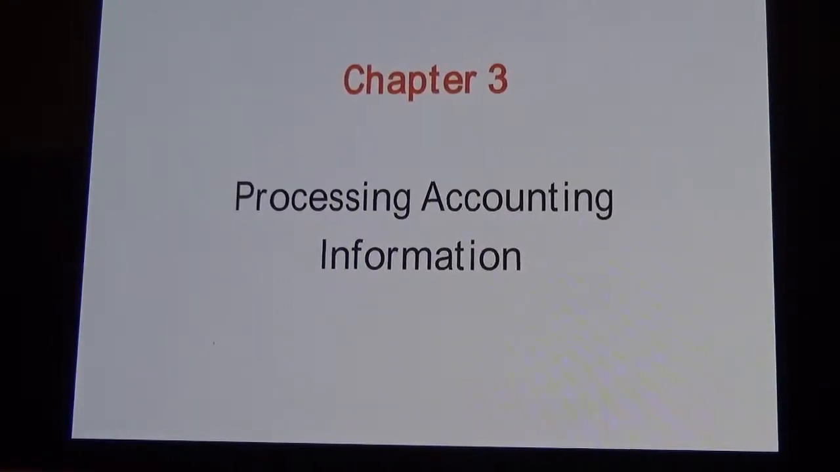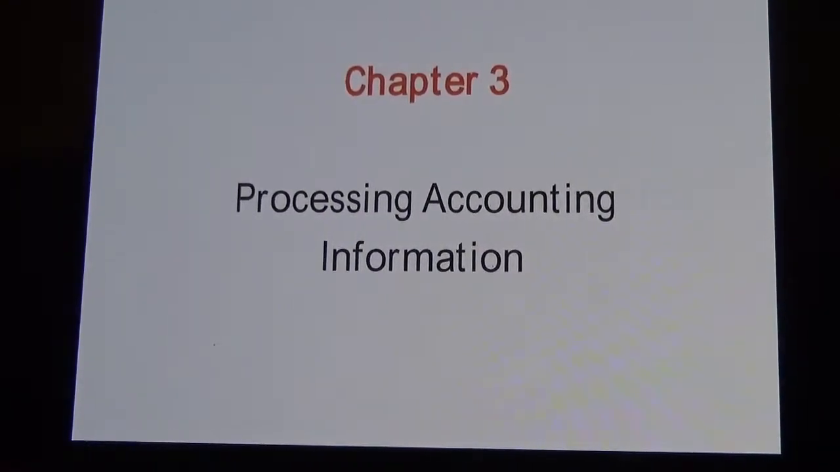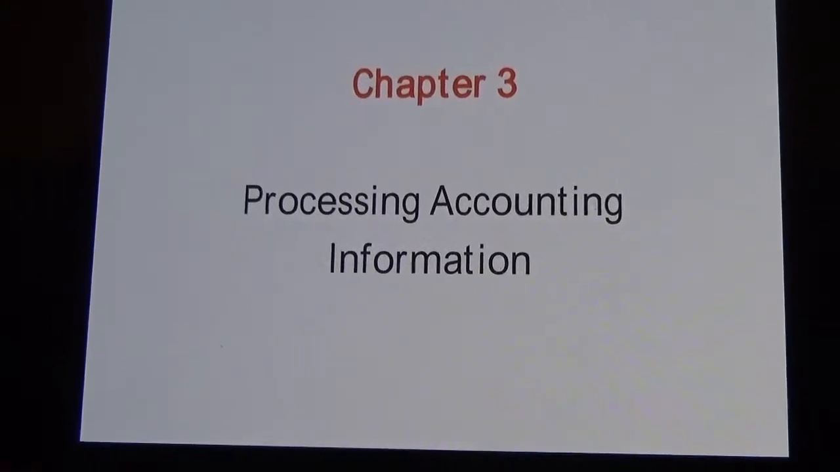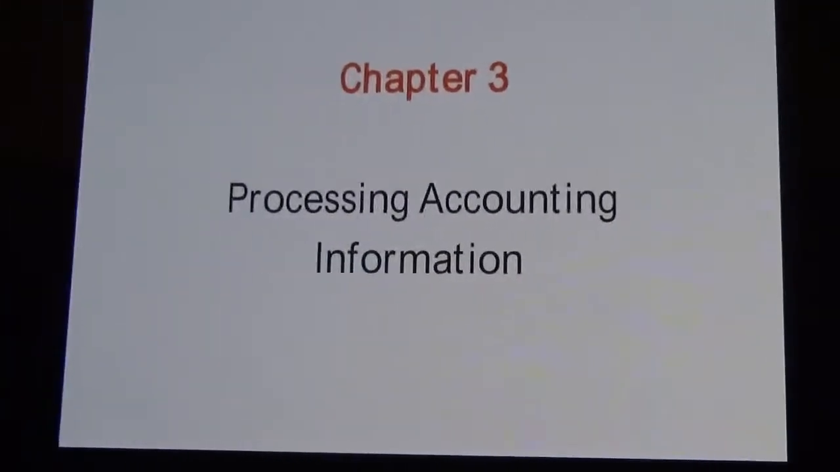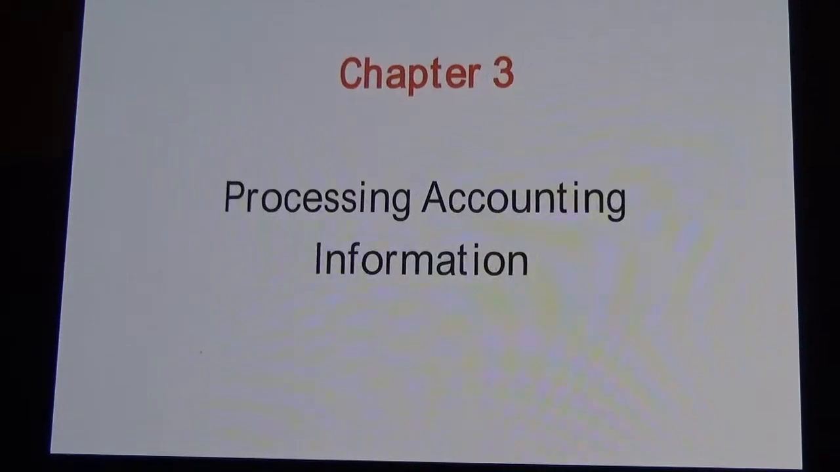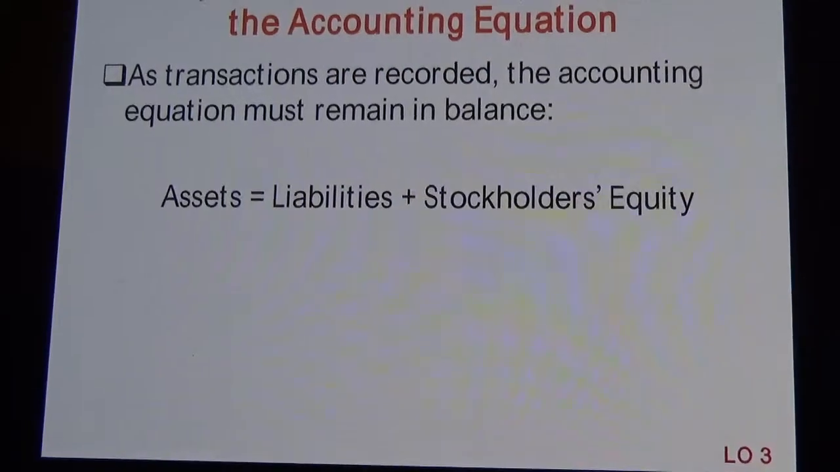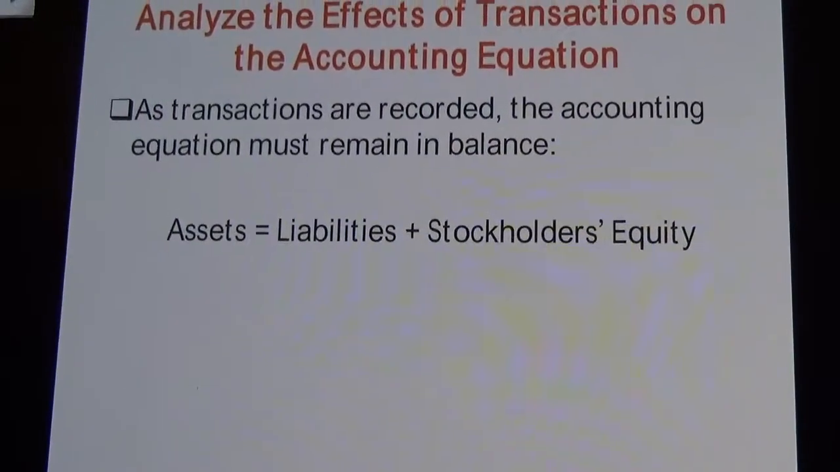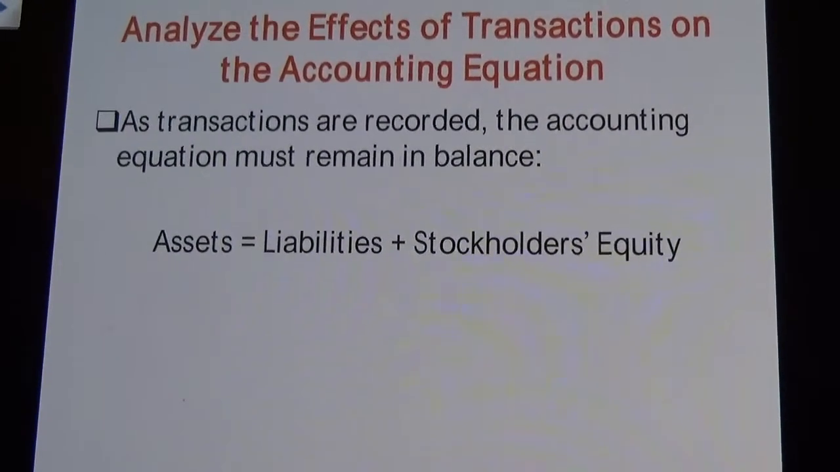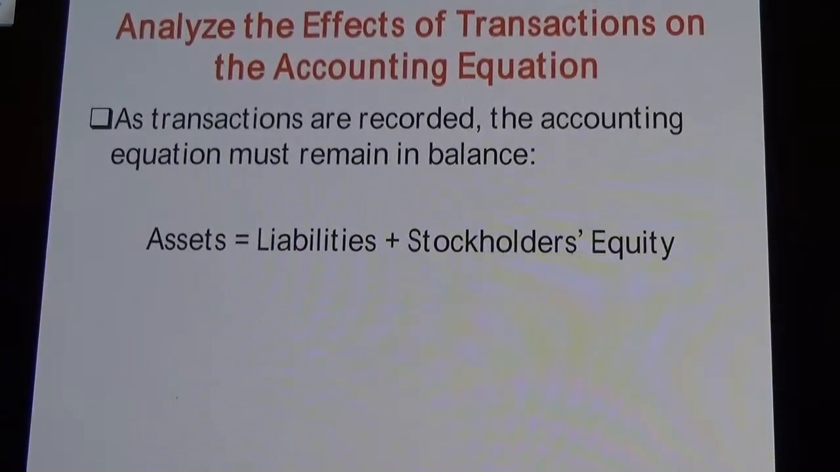Okay, this video is for Chapter 3 of our Porter and Norton textbook for Introductory Financial Accounting. And in this one, we're going to be talking about the mechanics by which the accounting information gets processed. So in the first two chapters, we focused on the result of that processing. Now we're going to talk about how the processing actually gets done.